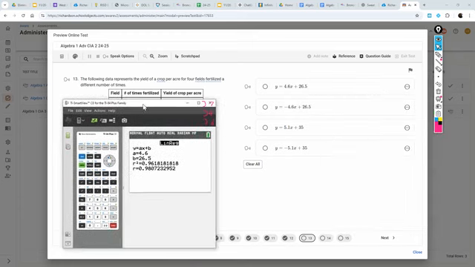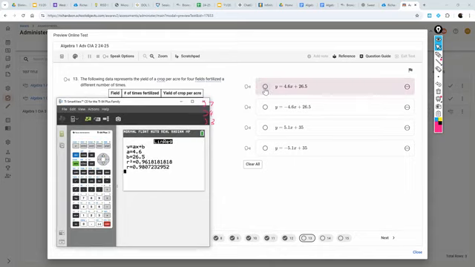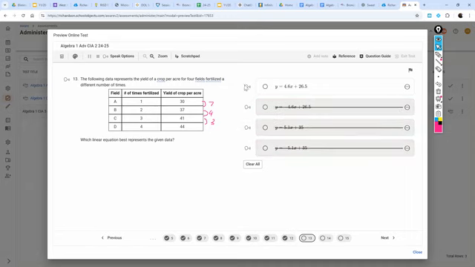Woo! So we know that this is going to be 4.6. It's going to be positive. So this is wrong, this is wrong, this is wrong. And this would be our answer.